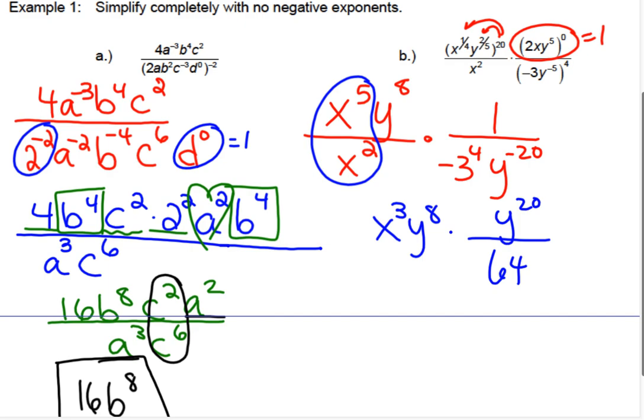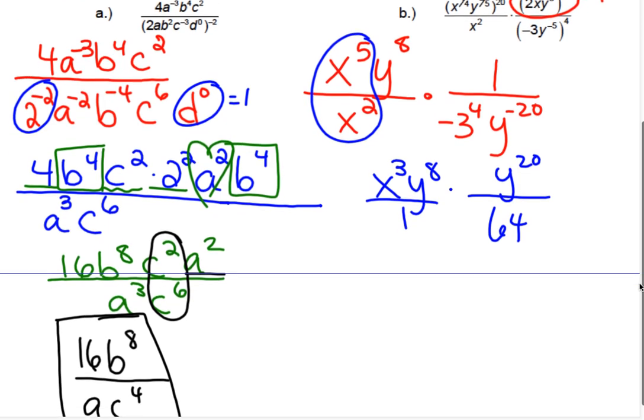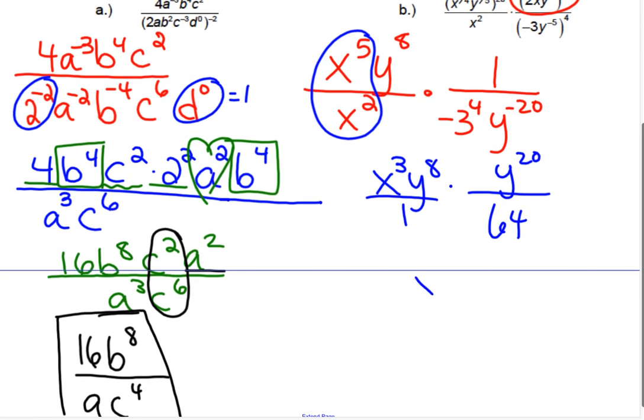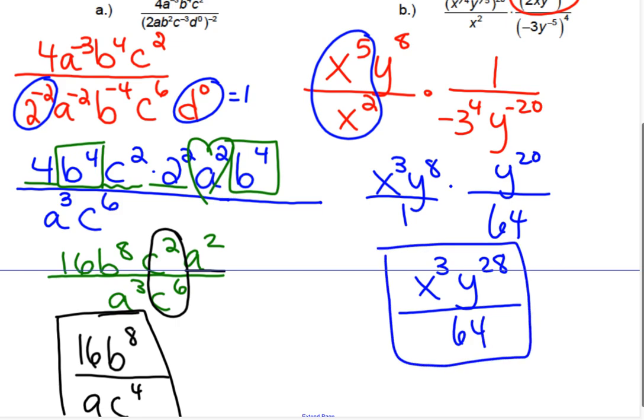Now I'll go ahead and multiply these together. Remember, this is still over 1, if that helps you to leave that. And when I go ahead and distribute, I'm going to get my x cubed, my y to the 8th times y to the 20th is y to the 28th. I add my exponents, all over 64, and there's my final answer.